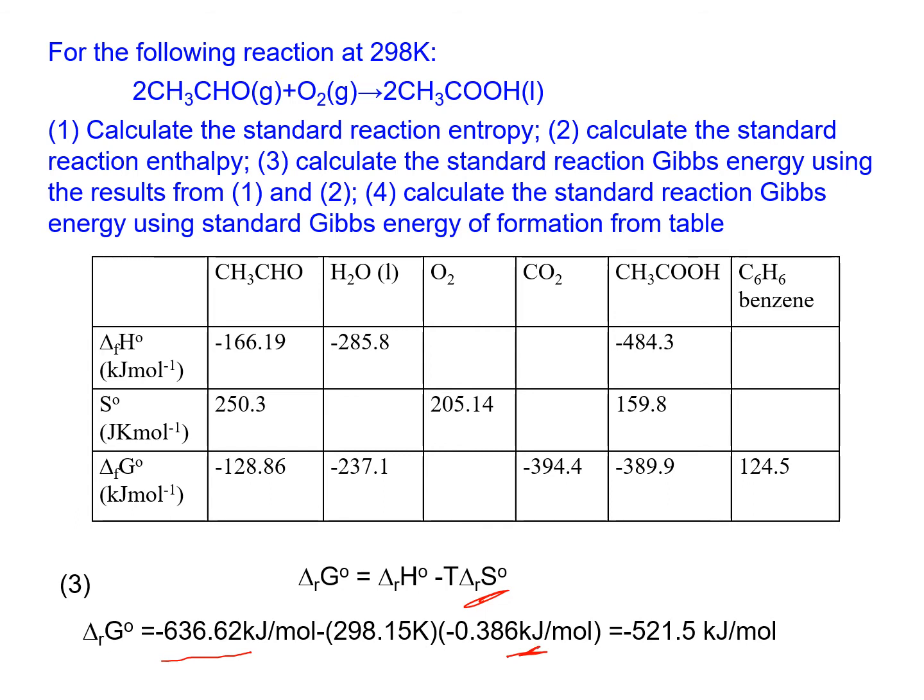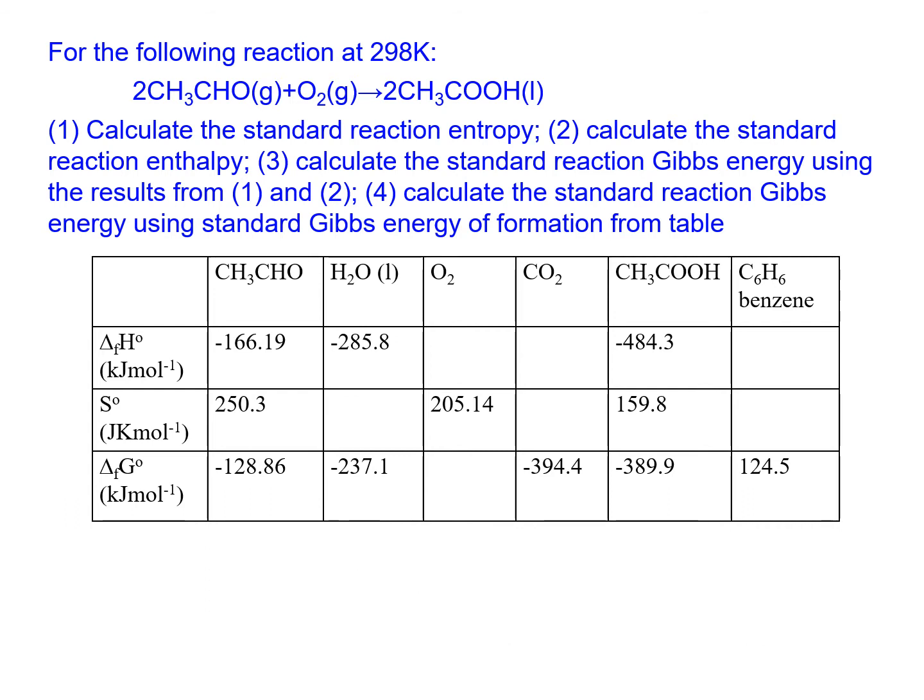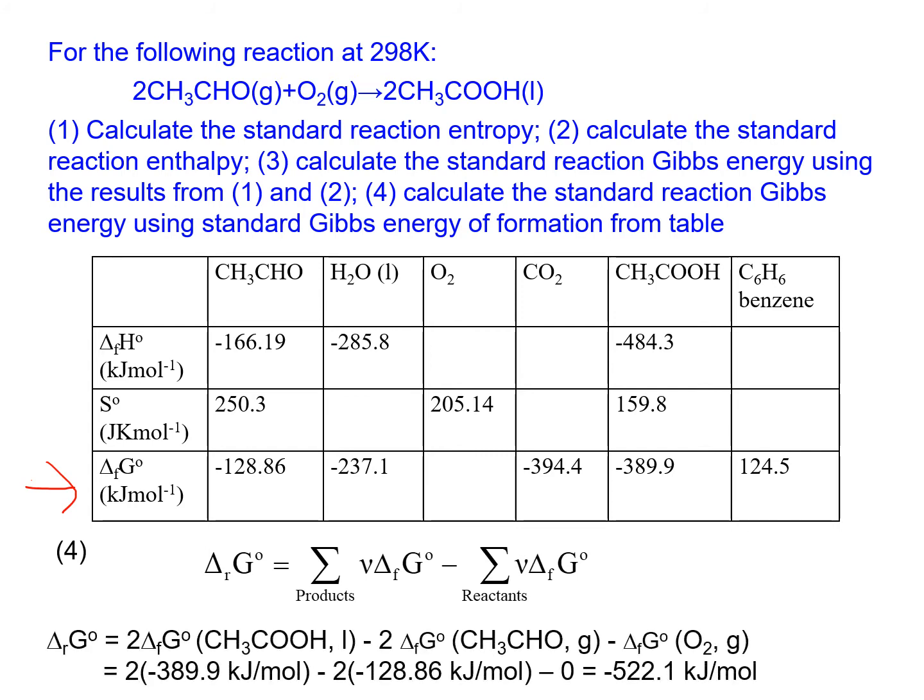Now, question 4 asks you to calculate Gibbs energy using formation Gibbs energy. So here we use the formation Gibbs energy of product minus the formation Gibbs energy of the reactant. And those formation Gibbs energy can be found from this row. And the answer is negative 522 kilojoule per mole. And this number is consistent with the first method.